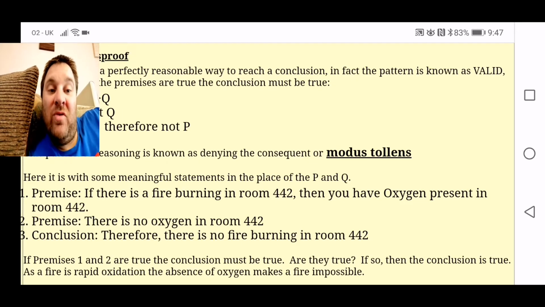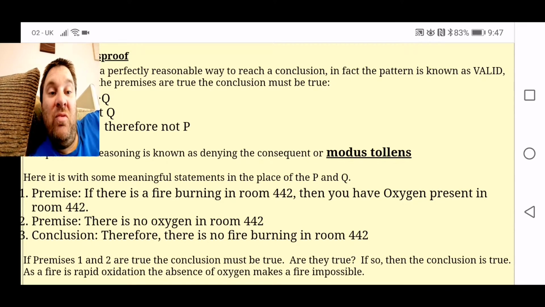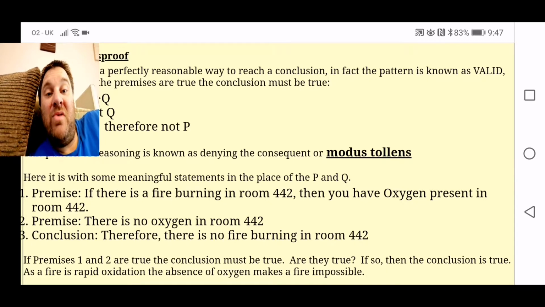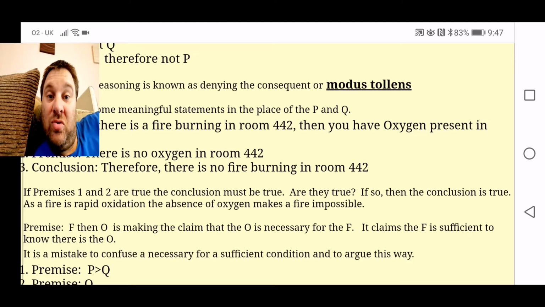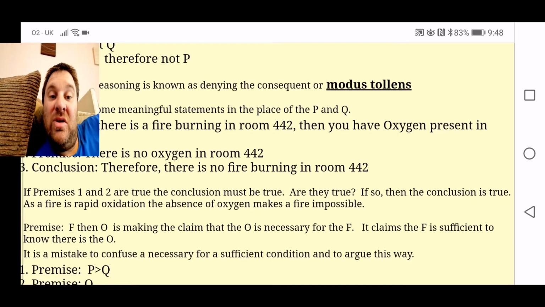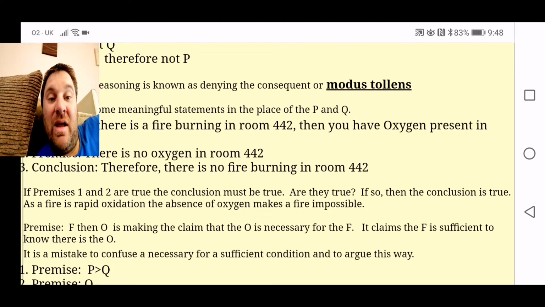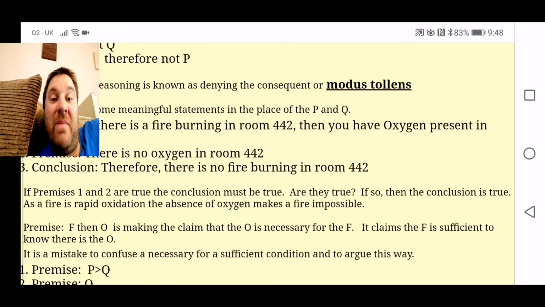So if there's no air in room 442 and you need air in room 442 for the fire to be burning, then room 442 cannot have a fire burning in it. If premises 1 and 2 are true, the conclusion must be true. Are they true? If so, then the conclusion is true. As a fire is rapid oxidation and absence of oxygen makes a fire impossible. I'd say it's rapid aeration and the absence of air makes fire impossible.